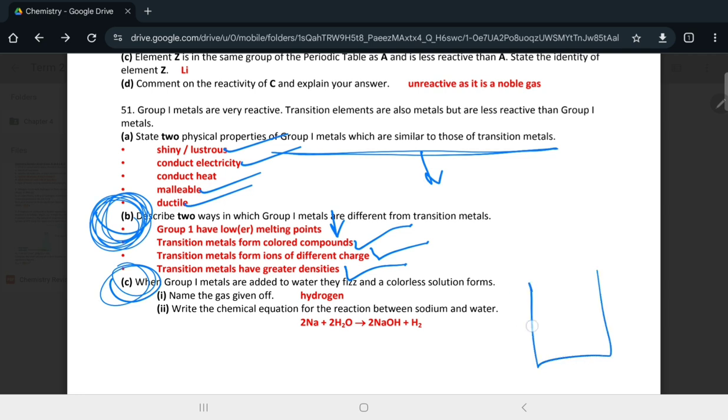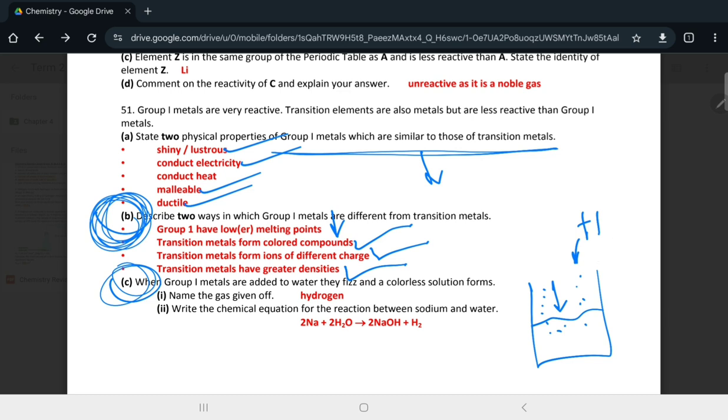when you add alkali metals like sodium, lithium, potassium, etc. in water, they will have an effect of effervescence, and as I previously said, they will produce gases that will evaporate, and these gases are hydrogen.